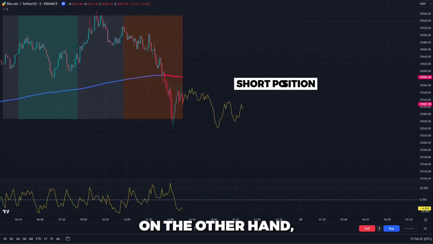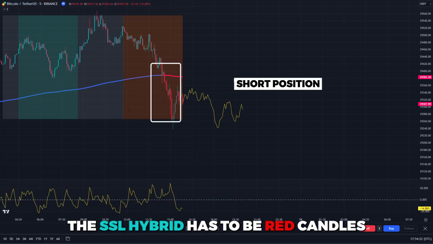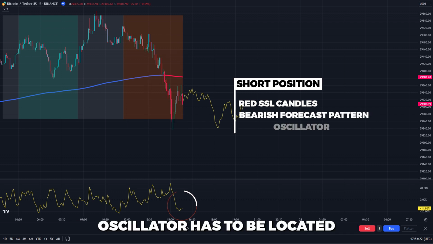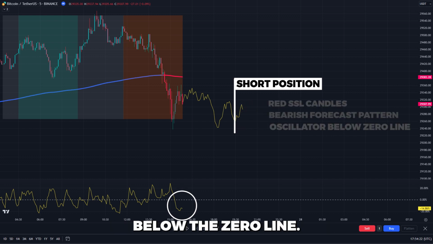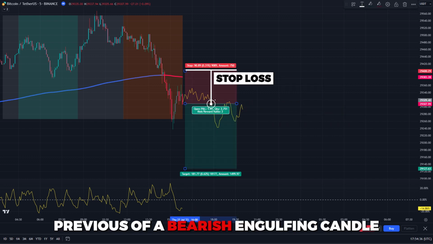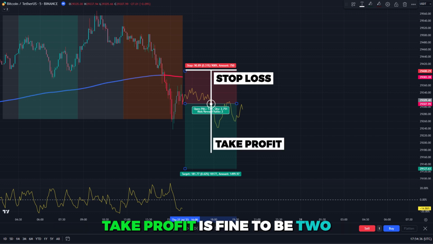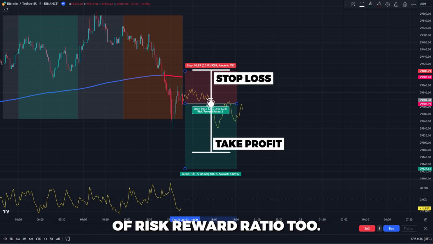On the other hand, for short position trading, the SSL Hybrid has to show red candles, and the candle touches the lower line of the orange zone. And the volume oscillator has to be located below the 0 line. The stop loss goes at the previous high, the high of a bearish engulfing candle, or the SSL baseline. Take profit is fine at a risk-reward ratio of 2.